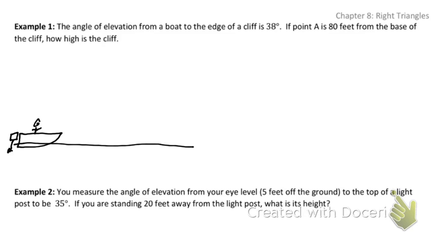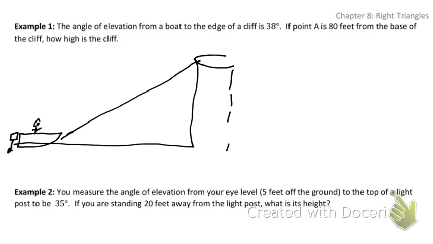Here's our water. Here's our cliff. And the boat is looking up at the cliff because it's angle of elevation, and it's 38 degrees. Since it's elevation, it is the up. If point A is, so we're talking about the boat, if point A is 80 feet from the base, so that would be 80 feet down here. So point A is just the front of the boat. We'll call that A. It's 80 feet from the base of the cliff. How high is the cliff? So we're looking for this height. Let's call it X.